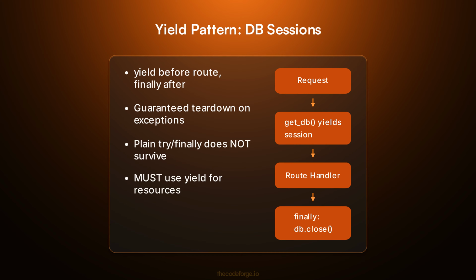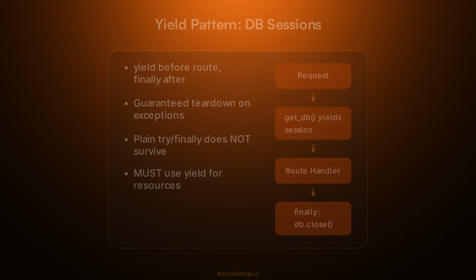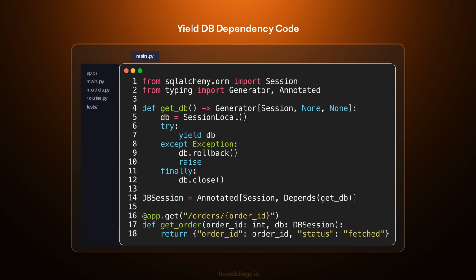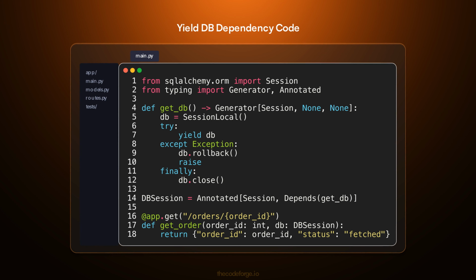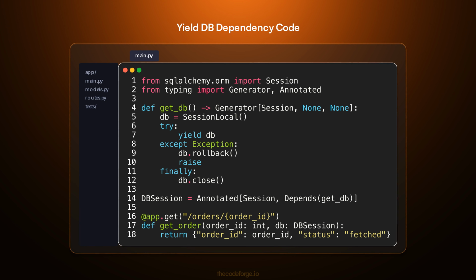For database sessions, you must use the yield pattern. Code before yield runs during setup, and code in the finally block runs after the response is sent, even if an exception occurs. Plain function dependencies do not get this guarantee. Here's the correct pattern. The get_db function yields the session, and the finally block ensures it's closed. The except block rolls back any uncommitted transaction. Use a DBSession type alias for readability.